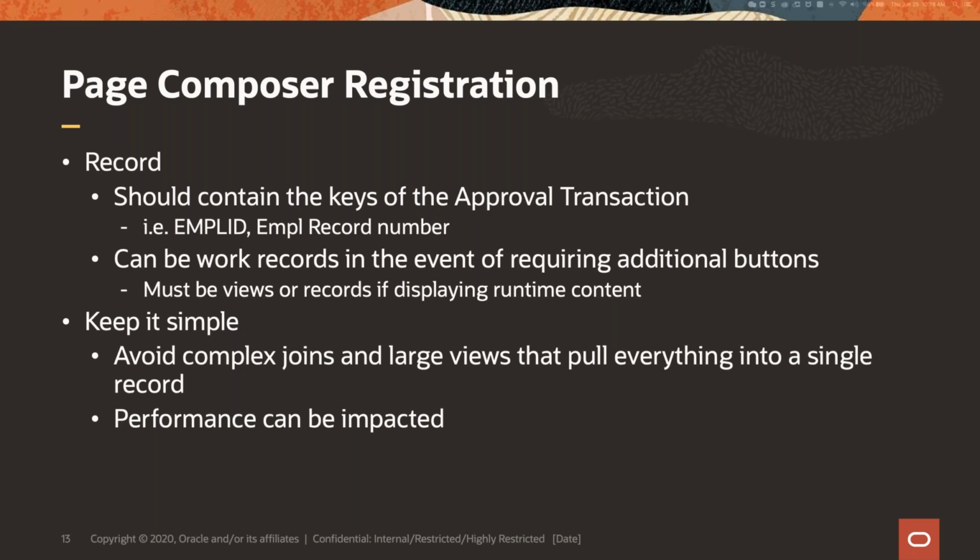If you don't include the keys and we try to map to those key values, you'll end up getting errors as you're going through and testing things out at runtime in your test environment. The work record part here is really more around buttons, where we're not going to query and retrieve results for display purposes. And the last thing to note here is definitely to keep things as simple as possible.